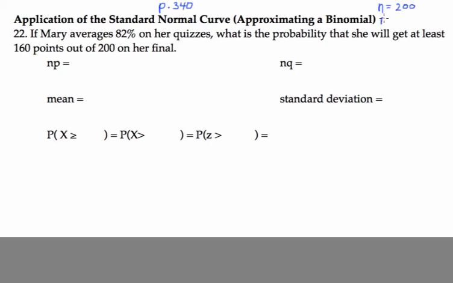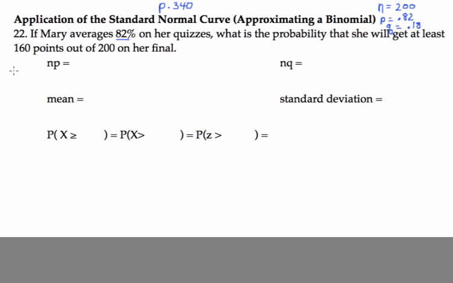And then what's p? What's the probability of success on a point? Well, we're going to assume that it is 0.82, 82%. So then what will q be? The probability of failure on a point? Well, 1 minus 0.82, which is 0.18. So 82% chance you're going to get the point, 18% chance you're not going to get the point. Okay?